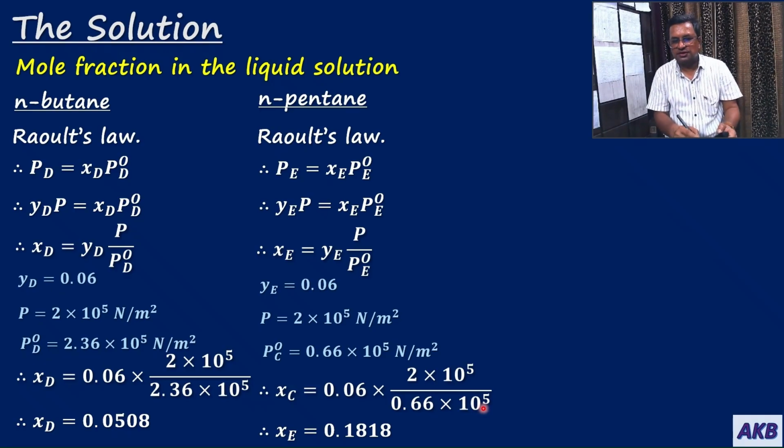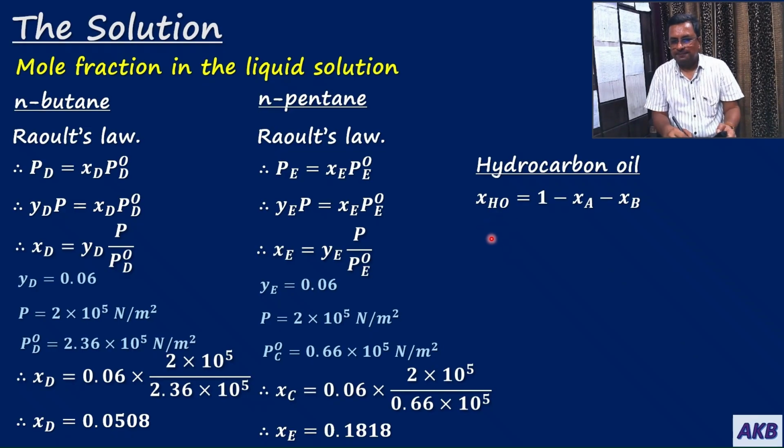Now after these components, there is one more component in the liquid solution, and that is hydrocarbon oil. So we need to find out the mole fraction of hydrocarbon oil in the solution at equilibrium. So how are you going to get that? We know that the summation of mole fractions of all the components is 1. Now mole fractions of all components except hydrocarbon oil are known to us. So if we subtract all the known mole fractions from 1, we are going to get the mole fraction of the hydrocarbon oil. I am denoting it as XHO.